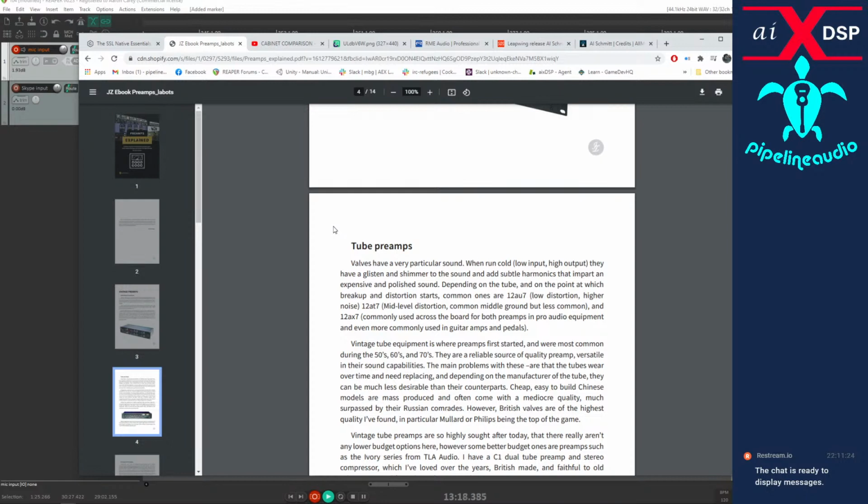They talk about tube preamps. They have a particular sound. Oh yeah, what is that? They have a glisten and shimmer to the sound and add subtle harmonics and impart an expensive and polished sound.